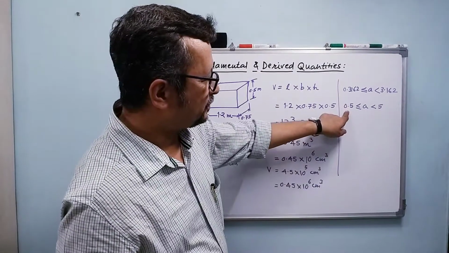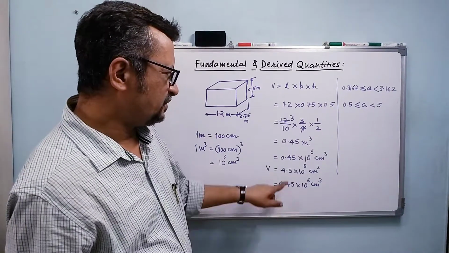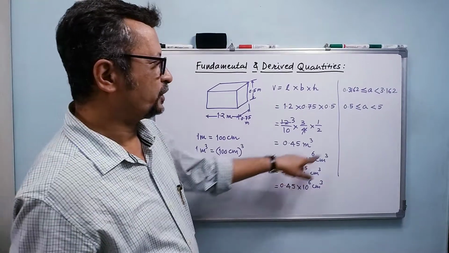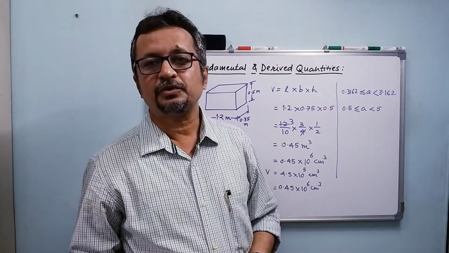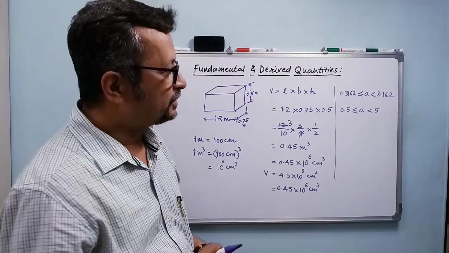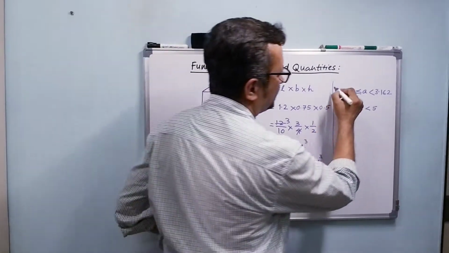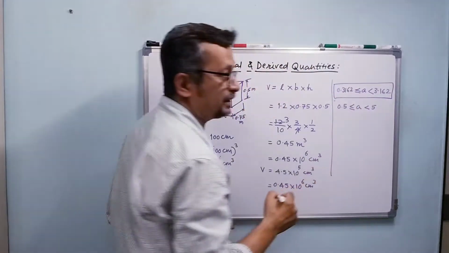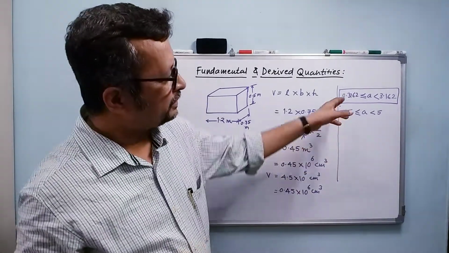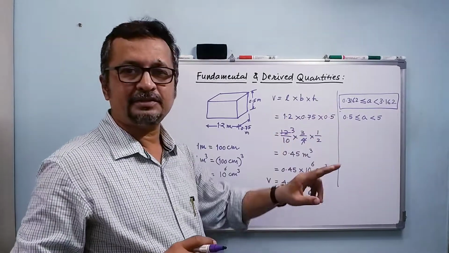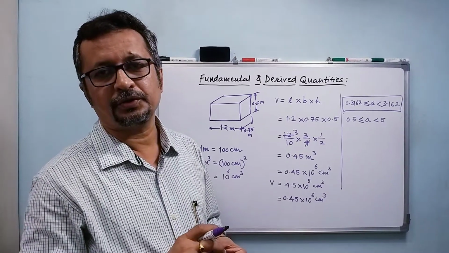But if I stick to 0.5 less than or equal to A less than 5, then 4.5 lies between these two, so my A is satisfying this. So which one to follow? That would be the question. If I stick to this, I'll state this is my criterion, and if I stick to that, I will state that. Whichever criterion you are using, either this or this, you will specify it and write the answer. So that was about finding the volume of a cuboid.